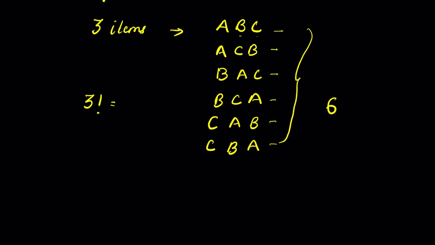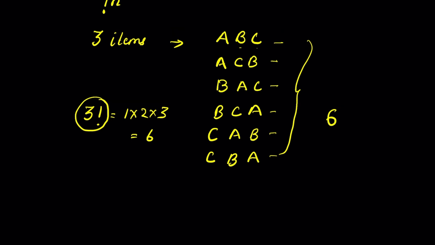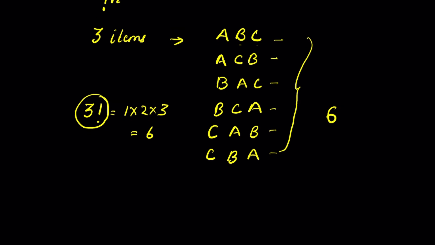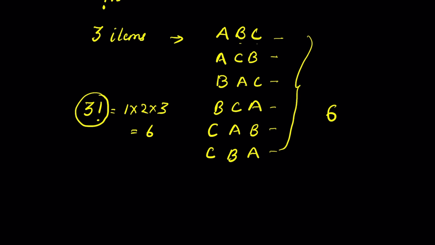3 factorial is 1 times 2 times 3 equals 6. So using 3 factorial, we can calculate how many ways we can arrange these 3 items. Now we have to arrange these three items in such a way that none of the items is at its original position.